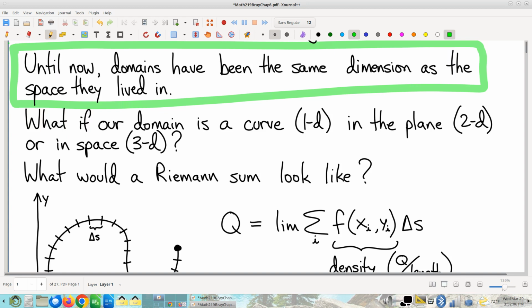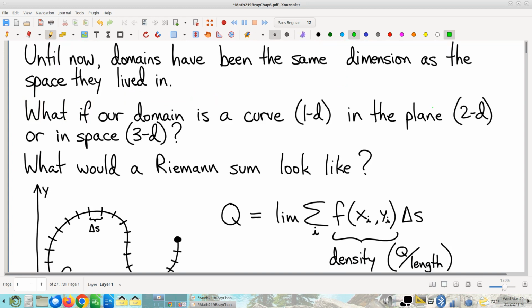Double integrals happen in a plane, a two-dimensional plane, and the domains are two-dimensional. Triple integrals happen in three-dimensional space, and the domains are three-dimensional solids. So the dimension of the domain has always been the same as the dimension of the world that they're sitting inside of. And that's what we're going to let go of now.